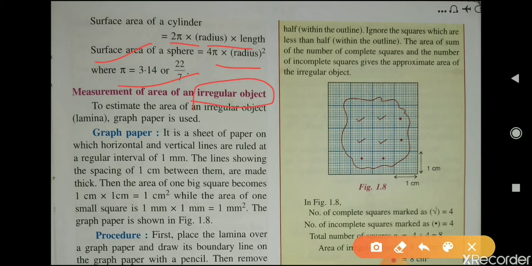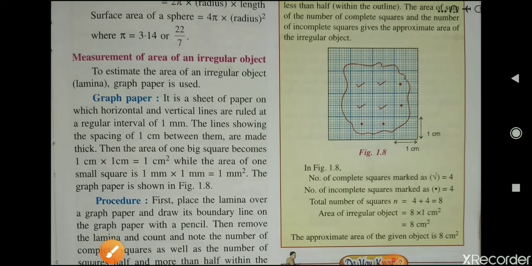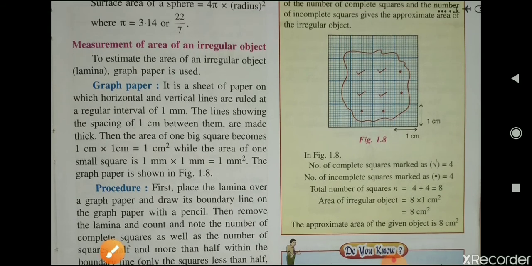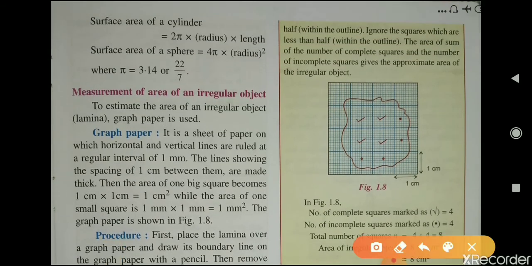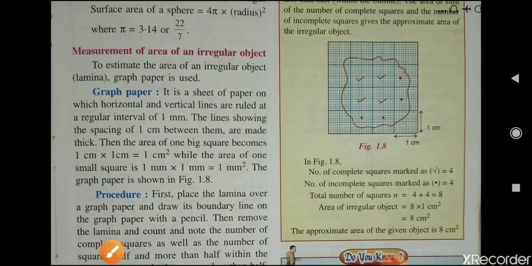The area of an irregular object can be found out by using a graph paper. For this, you have to take a graph paper and trace the shape of that irregular object on the graph paper. Then count the number of complete squares and the number of incomplete squares. Add the number of complete squares and the number of incomplete squares that are more than half, and then you get the area of that irregular body.